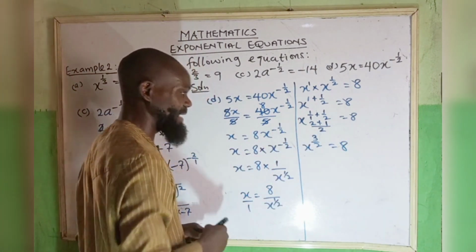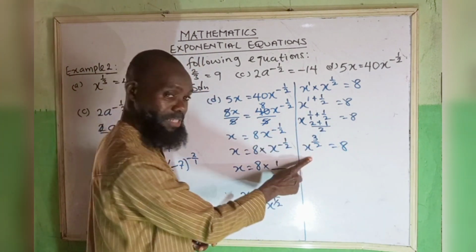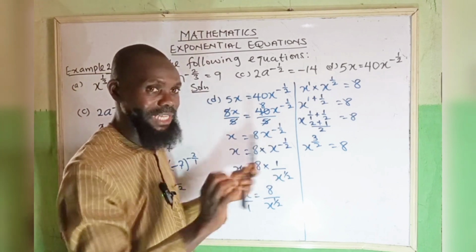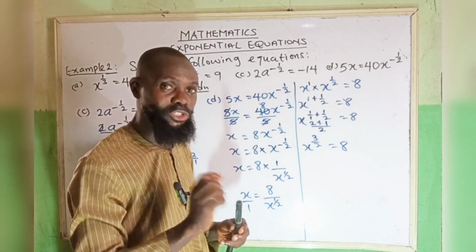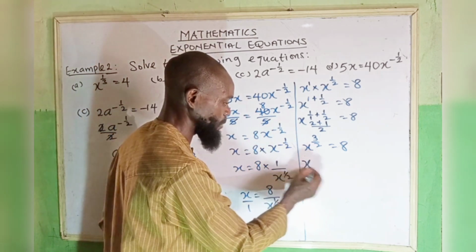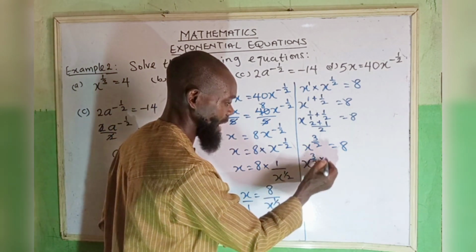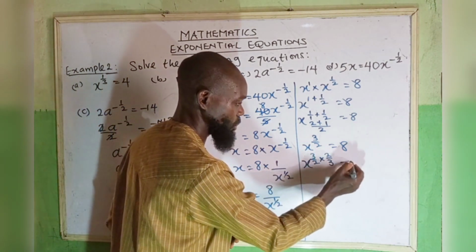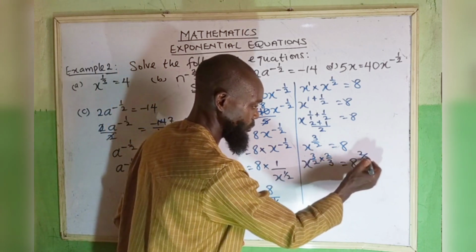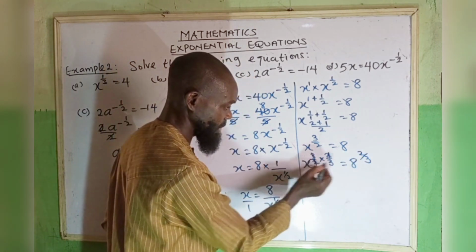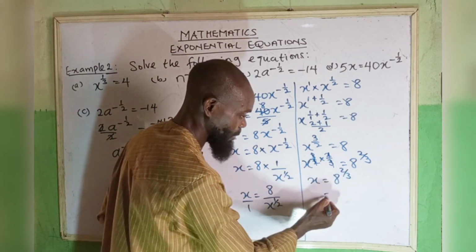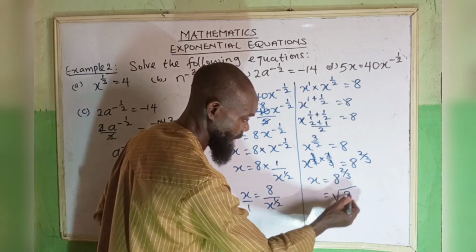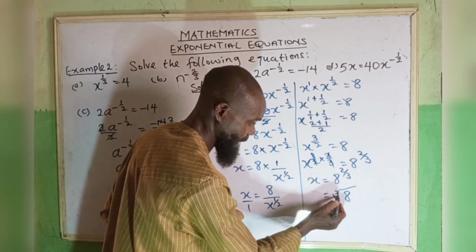Now, to eliminate my 3 over 2 so that I can get my x, I have to multiply the power by the inverse of 3 over 2, which is 2 over 3. That is x to power 3 over 2 times 2 over 3 is equal to 8 to power 2 over 3. This cancels this. x is out. So 8 to power 2 over 3. Then it becomes cube root of 8. Then my 3 here will be here.